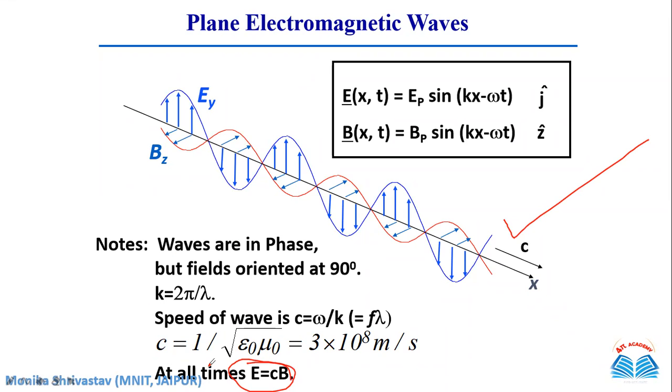When it is given that the wave is moving with the velocity of light, then we will use this formula, E equals to cB. If we are given any other velocity like 50 meter per second or so, then what we will do, I will tell you later.